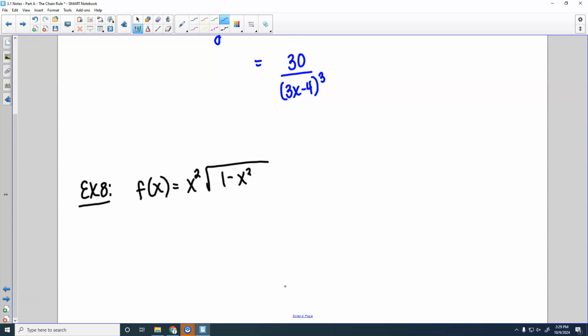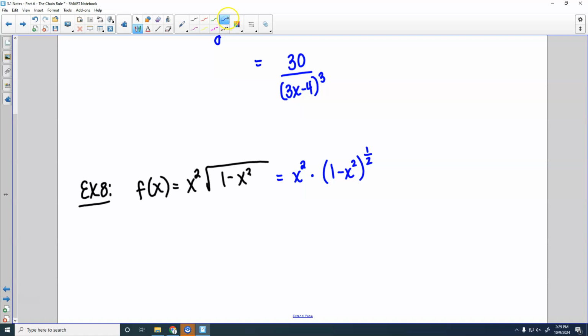What do you think we're going to have to do on 8? We're going to have to do a product rule, but it's going to involve a chain rule. So what I always suggest with square roots is rewrite them as fractional exponents. So I'm going to rewrite this as x squared times 1 minus x squared to the 1/2 power. So you have two things being multiplied. Both of them have x's in them. You've got to use a product rule on this.